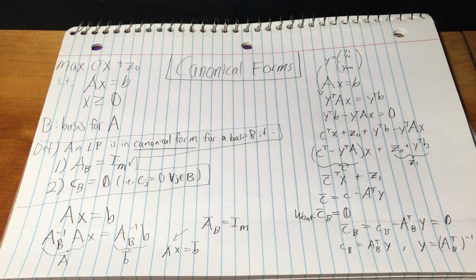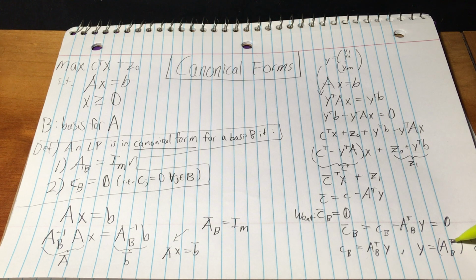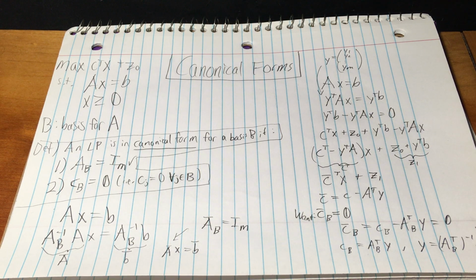And so the question is, can we do that? Is it true that this matrix A_B transpose has an inverse? And the answer is yes, it does. This is another fact from linear algebra: transposing and inverting matrices are commutative operations. That is to say, assuming a matrix does have an inverse, then if I take its inverse and then take its transpose, that's the same thing as first taking the transpose and then taking the inverse. Those are the same matrix.